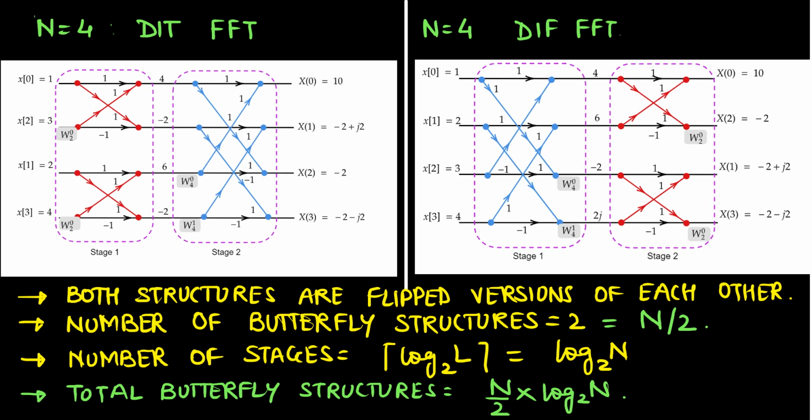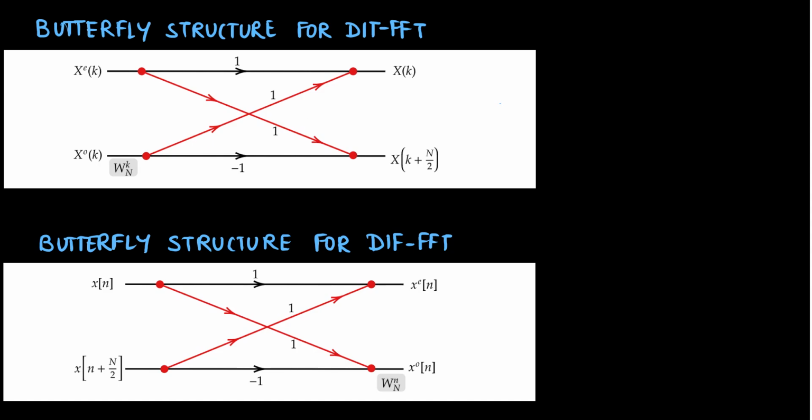Now let us try to analyze the individual butterfly structures for both of these algorithms. This is the butterfly structure for DIT FFT, and this is for DIF FFT. We had already seen that both of these are mirror images of each other, or exactly flipped versions of each other.